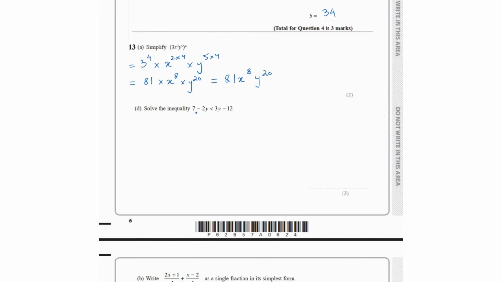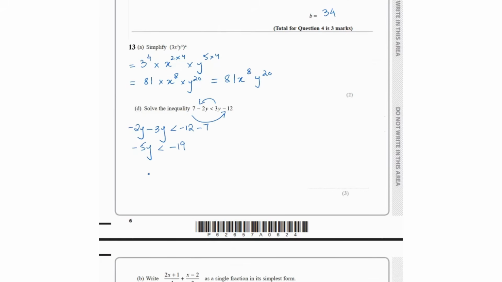So we have 7 minus 2y less than 3y minus 12. Solving an inequality, a linear one especially, is the same as solving a linear equation. We collect the like terms on each side and then find the value of the unknown. The only difference is that now your value of the unknown is going to be a range of values. It's not going to be a fixed value. So let's begin with moving 3y over here and 7 over here. So negative 2y minus 3y is less than negative 12 minus 7. Negative 5y, that's negative 19.